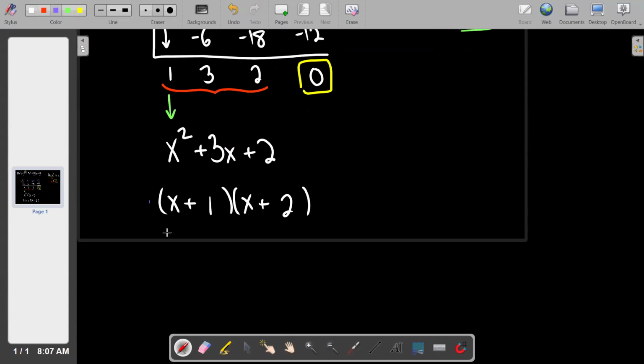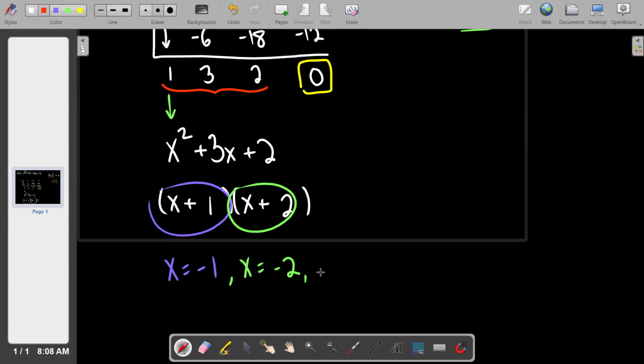What makes the purple one equal 0? X equals -1. Not minus, but x literally has to equal the number -1. What makes this green one equal 0? X equals -2. And then the one we had earlier that your teacher clearly was too dumb to consider was x equals -6.